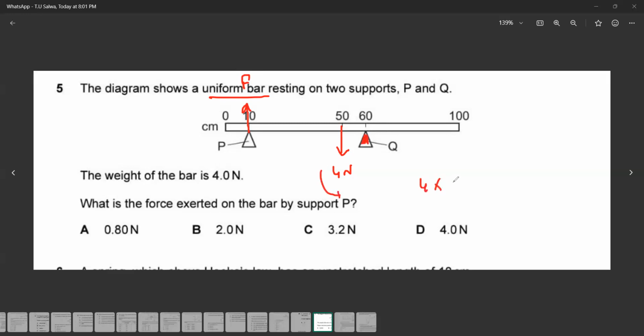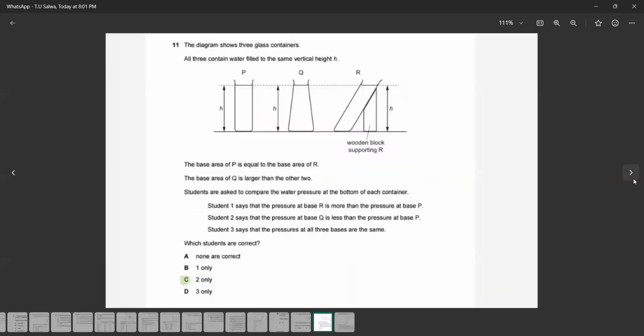So it will be 4 into 10, and the distance from the pivot is 10. And the force from P, say F, and the distance from the pivot, from 10 to 60, is equal to 50. So it will be 40 divided by 50, which equals 0.8. When two supports are there, we consider one of them as the pivot and calculate the force of P. So we consider Q as the pivot and use clockwise equals anti-clockwise rotation.